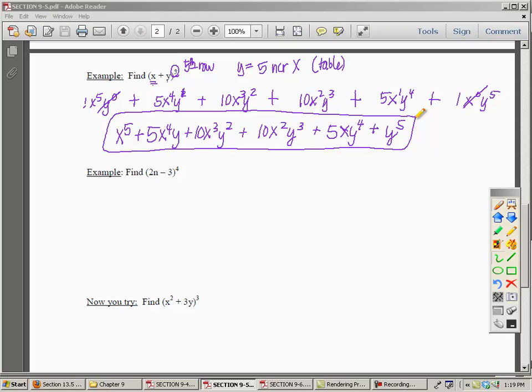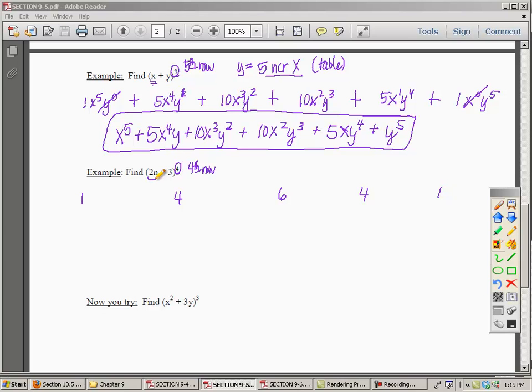Okay, so let's try one more. 2n minus 3 to the 4th. Again, I start with my exponent. This is the 4th row. I hope you already know the 4th row, but if not, use the combinations like we did above. But 1, 4, 6, 4, 1 are our combinations. Now this is 4 combinations of 0, 4 combinations of 1, 4 combinations of 2, 4 combinations of 3, 4 combinations of 4, just so that you're aware, you know your combinations.